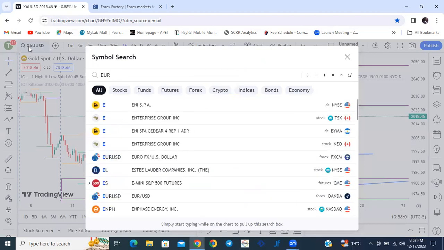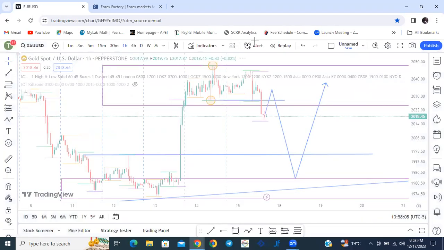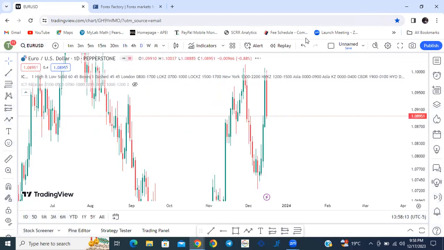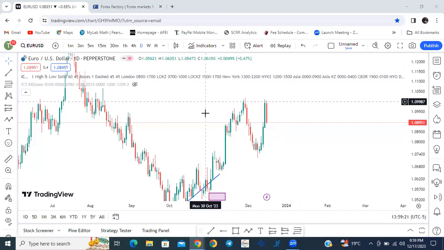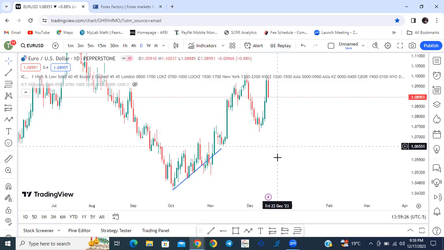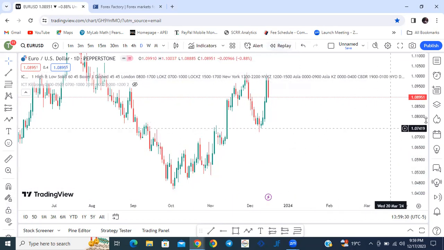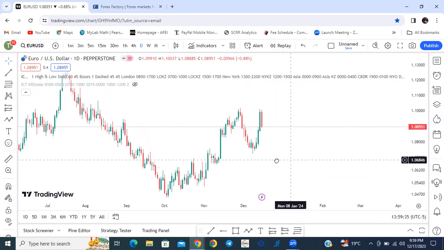So we look at Euro USD. With Euro USD, let's begin from the daily time frame. Let me delete this so that you can have a clear view of price. So from the daily time frame, that is what we have.